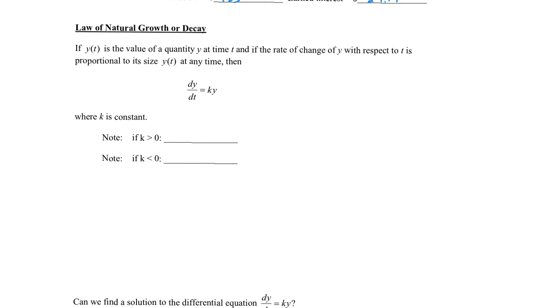So if k is greater than 0, then you have growth. And if k is less than 0, then you have decay. And this k is referred to as the relative growth rate. So you can see if k is a positive number, you're going to have growth because then the rate of change is equal to some positive number times y itself, right? dy dt equals k times y.